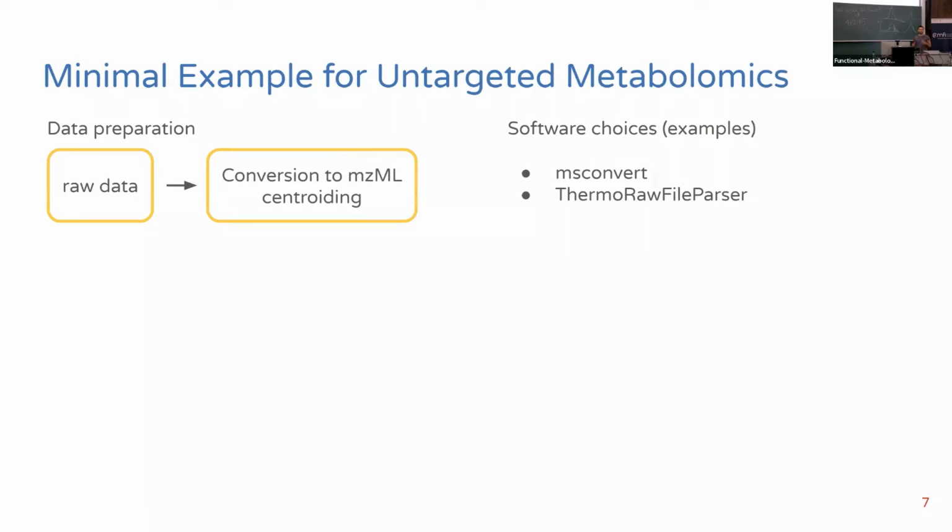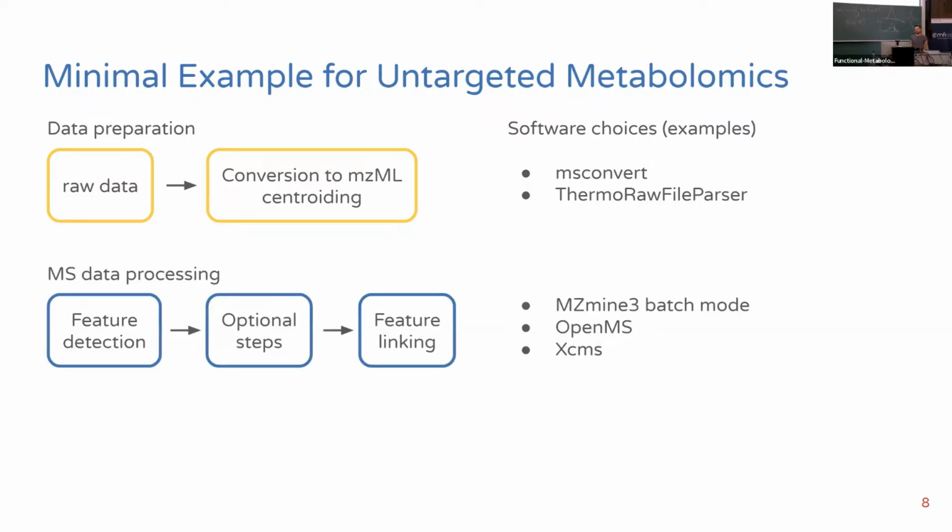For this talk, I want to stay with a very minimal example for untargeted metabolomics. But already with a minimal example, the software dependencies are quite huge. We've talked about data conversion today. For that, you need one software, either MSConvert or the Thermo RawFileParser. Then the MS data processing is very complex. If you want to reduce that to the minimal steps in untargeted metabolomics, we would of course have the feature detection always. And at the end, we would need the feature linking step to get a nice table of metabolic features. And for that, of course, we have different choices.